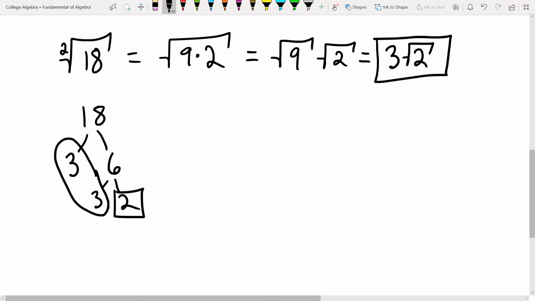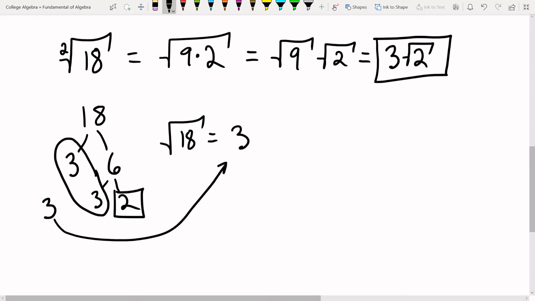What this means is we can put 1 times 3, because we found one group, on the outside of the radical. So the square root of 18 equals 3, with that 1 on the outside of the radical. And then the 2 that is remaining is boxed in there, so that stays on the inside of the radical.